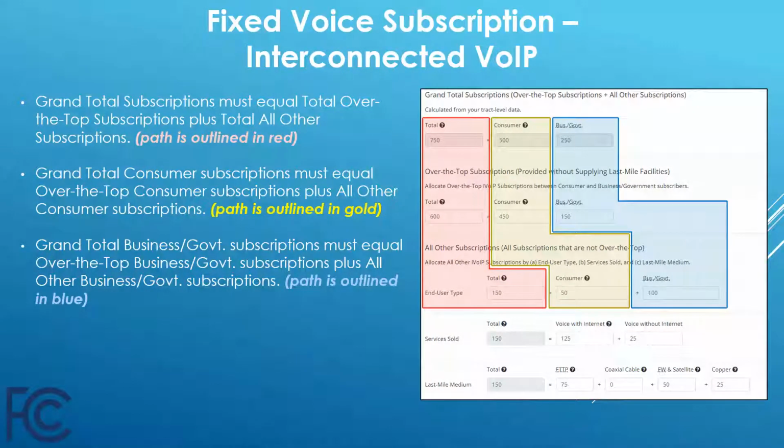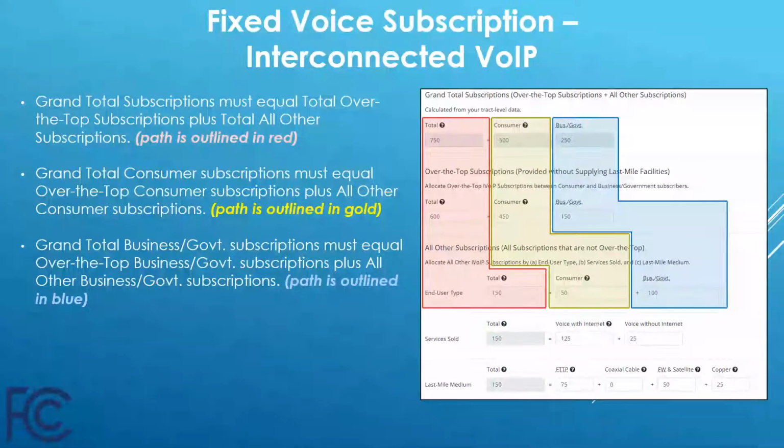In the first example, grand total subscriptions must equal total over-the-top subscriptions plus total of all other subscriptions. That path is shaded in red in the diagram on this slide. In this example, grand total subscription is $750, total over-the-top subscriptions is $600, and total all other subscriptions is $150. Because $600 plus $150 equals $750, that would satisfy the item on the validation checklist, which would result in a green checkmark at the top of the page.